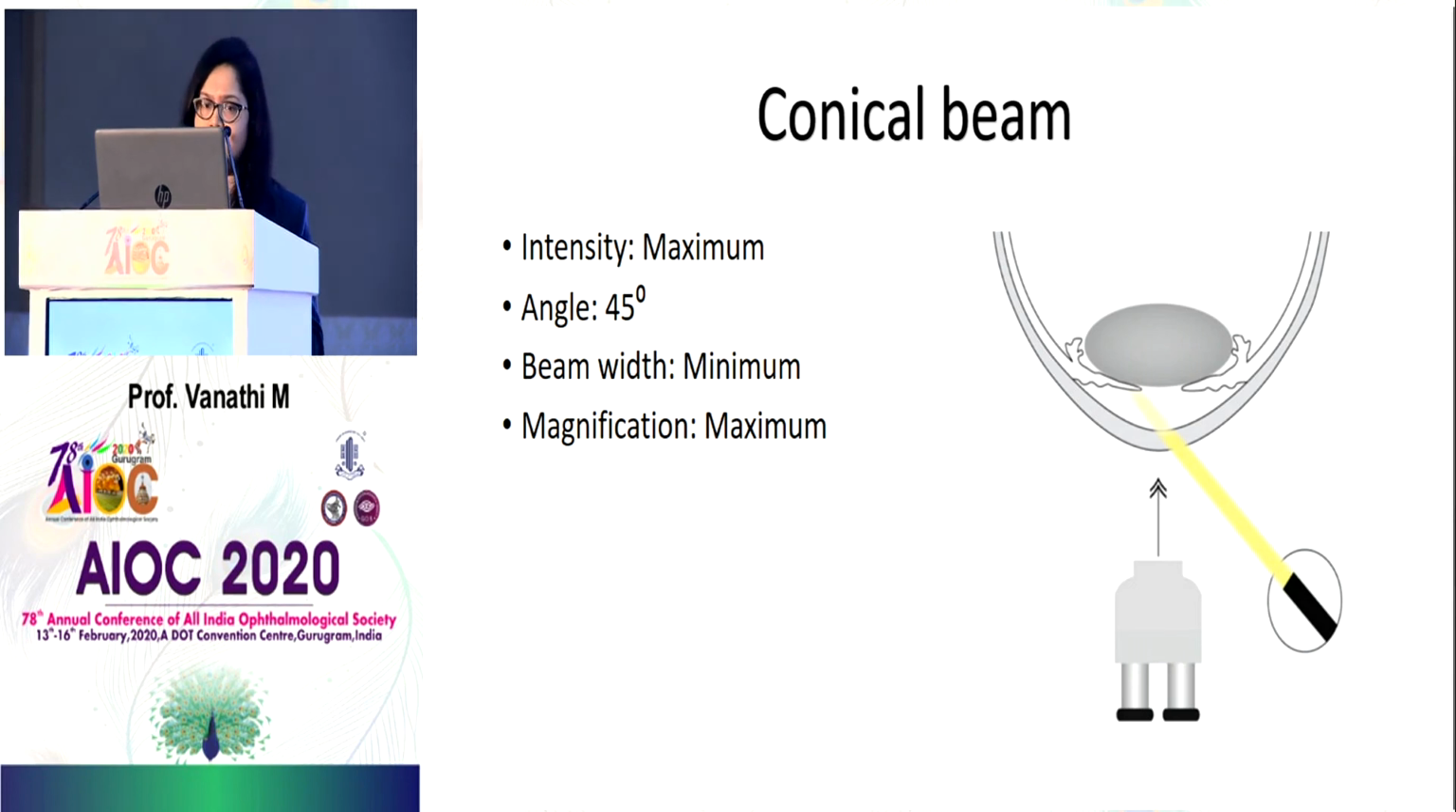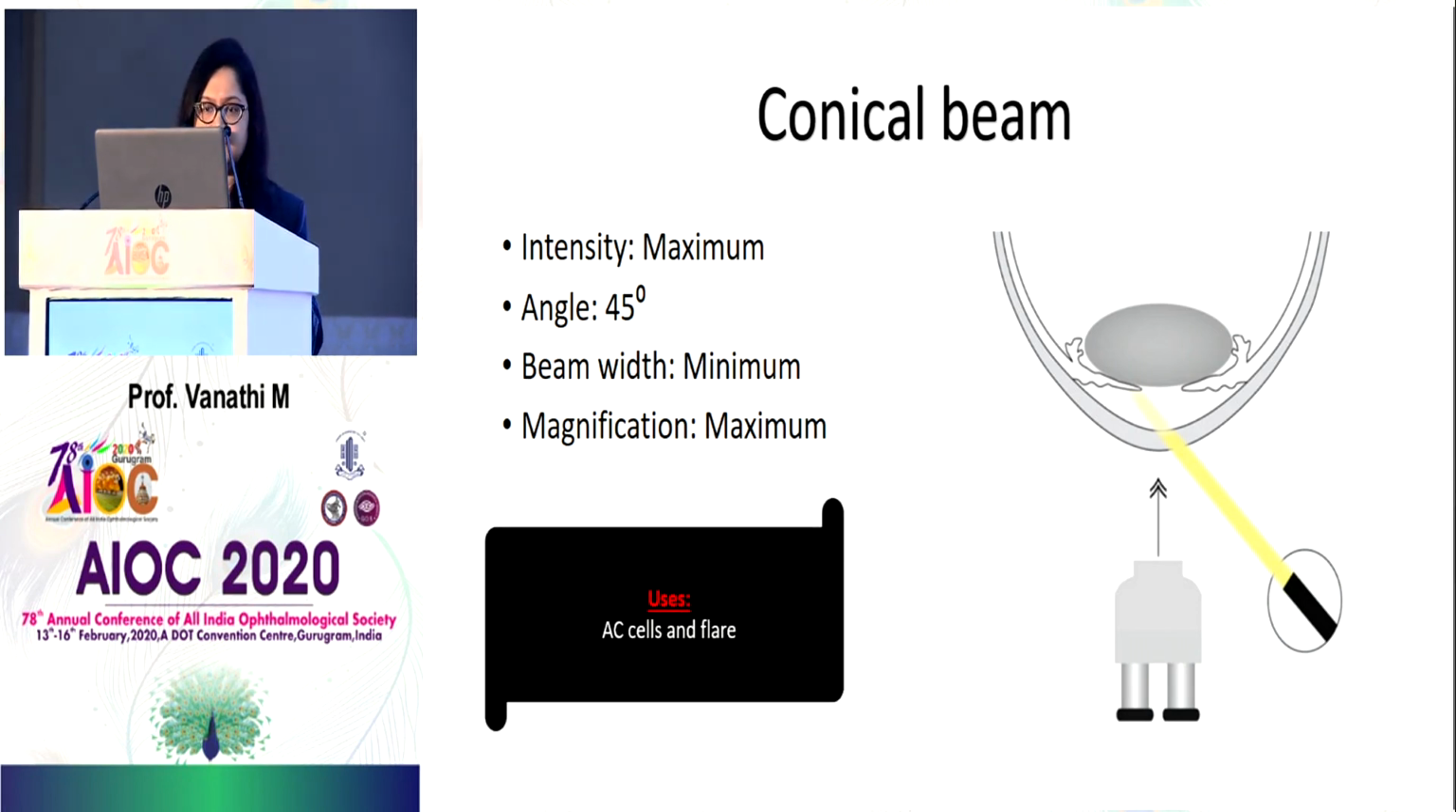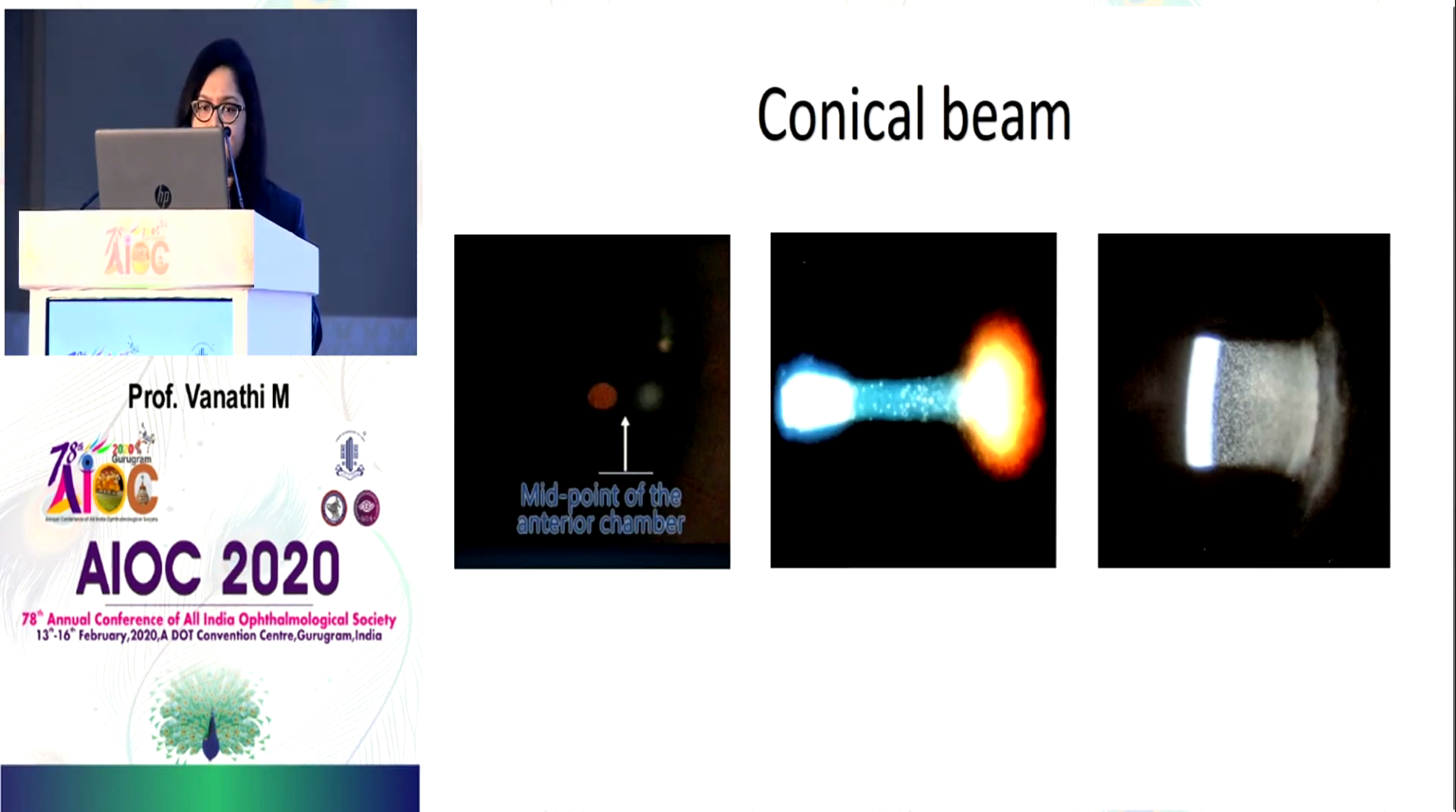Coming to conical beam, in this the settings: intensity is kept maximum, angle is around 45 degrees, beam width is minimum, and magnification is kept maximum. So this is basically used for examination of your anterior chamber cells and flare.